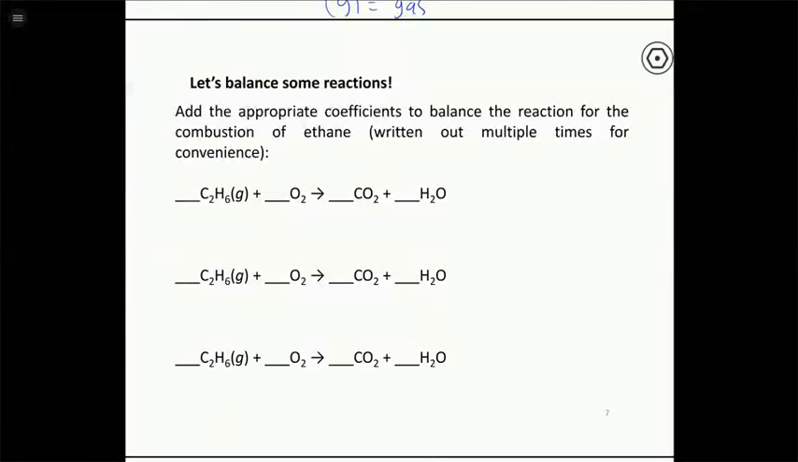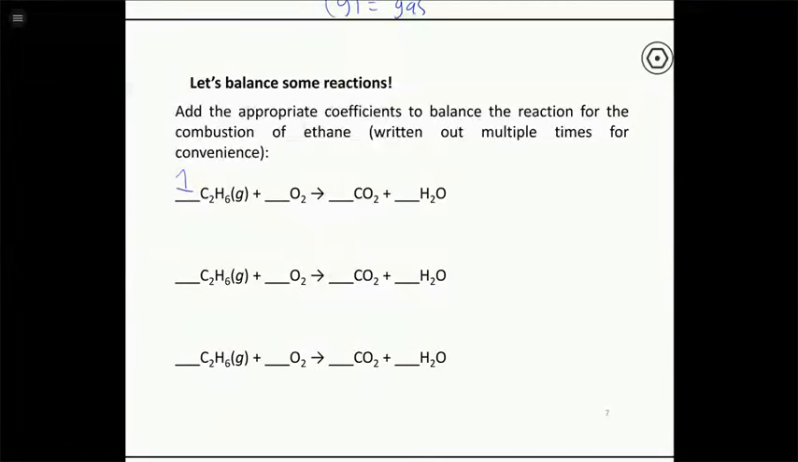And so how do we balance this? Like I said, one helpful thing is to pick the species that's the most complex or has the most atoms in it and set that equal to 1. There's maybe not an obvious choice here, but C2H6 has 8 total atoms in it, 2 carbons and 6 hydrogens, which is more complex than the rest of them, which only have 2 or 3. So let's set that coefficient to 1, and let's not touch it until we've adjusted all the rest, if necessary.